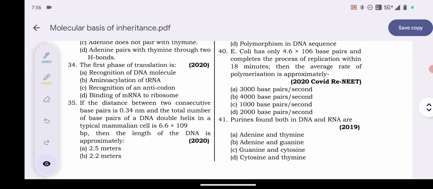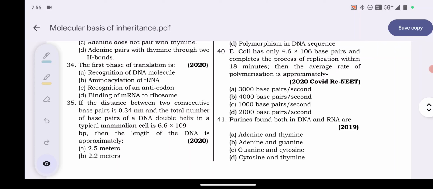Next, question number 34. The first phase of translation is recognition of DNA molecule, amino acylation of tRNA, recognition of an anticodon, binding of mRNA to ribosome. So the first phase of translation is option number B, amino acylation of tRNA. Okay. Explanation. In the first phase of translation, amino acids are activated in the presence of ATP and linked to their cognate tRNA, a process commonly called as charging of tRNA or amino acylation of tRNA. So option B is the answer.